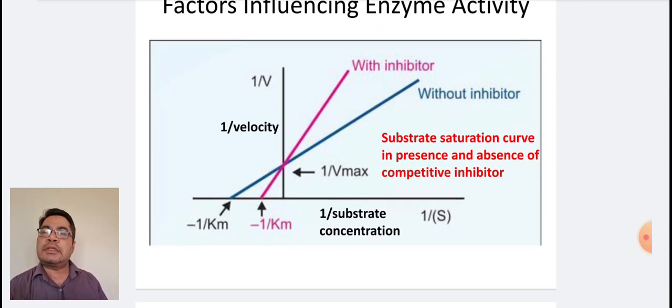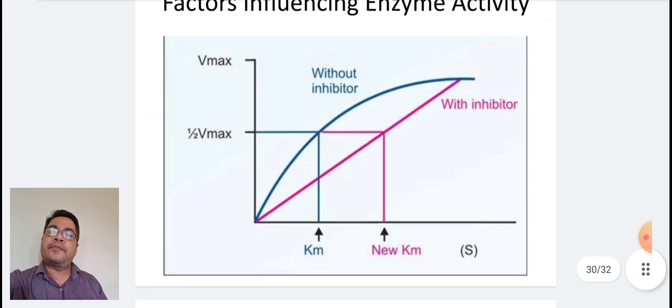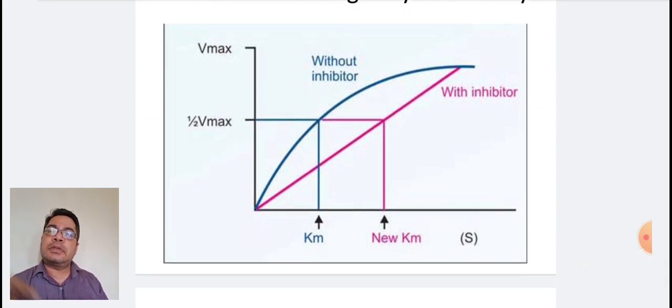In this diagram, you can see that 1 upon substrate concentration is plotted against 1 upon velocity, where without inhibitor and with inhibitor, the plots are obtained. In this graph, we can see that the substrate concentration is plotted against velocity, where with inhibitor and without inhibitor, the plot is obtained.